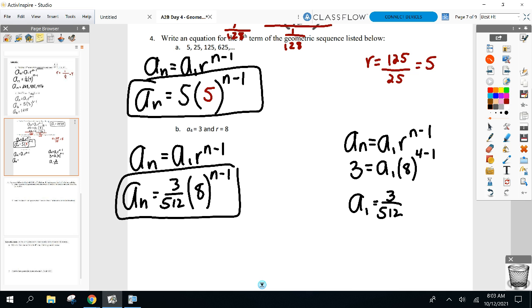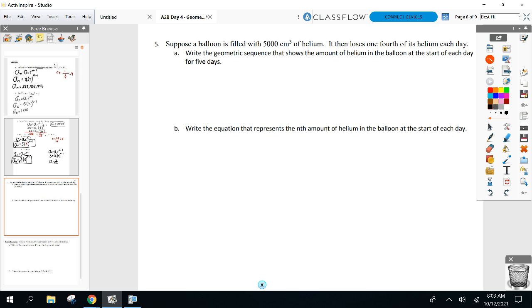All right, unfortunately, we are going to have to do some more word problems here. So we might as well just jump into one now. All right, so I start out with 5,000 cubic centimeters of helium. It loses 1/4 of the helium each day. Write a sequence that shows the amount of helium in the balloon, not how much it lost, how much is in the balloon at the start of each day for 5 days.